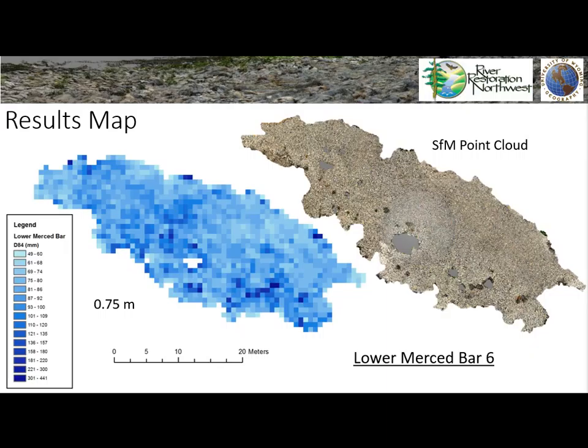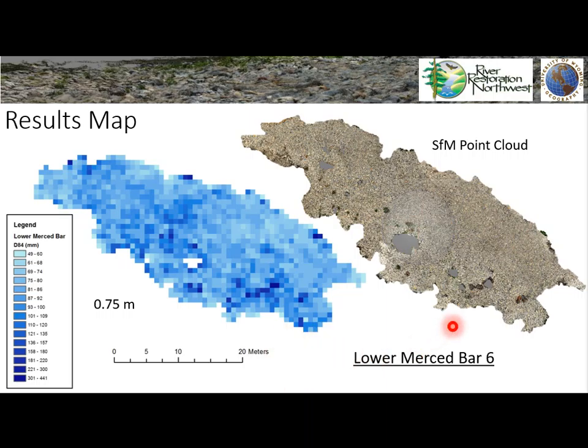So roughly explaining 85% of the relationship between grain size and roughness. We're able to account for 85% of the variance. And so this is a really useful tool. We're able to map grain size at sub-meter resolution throughout our entire field site.